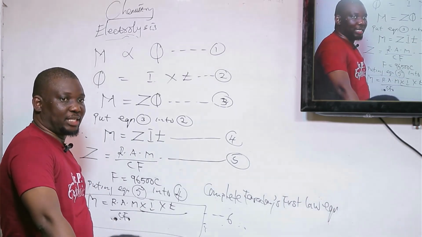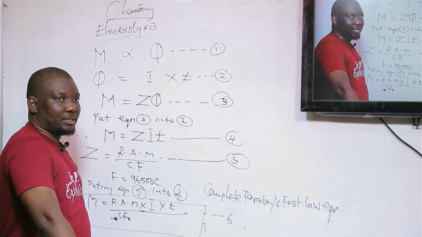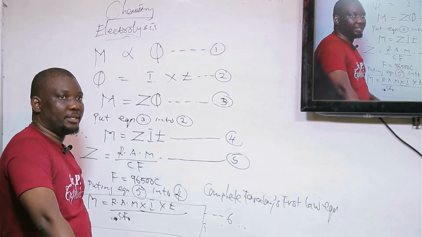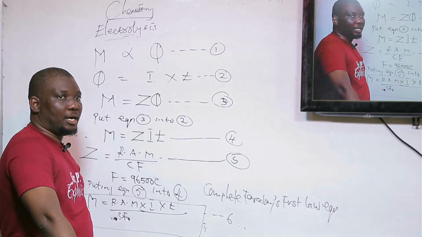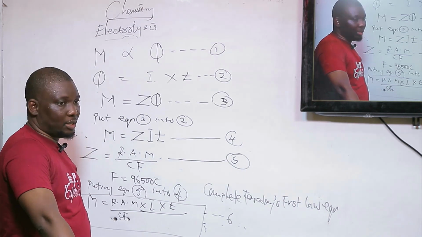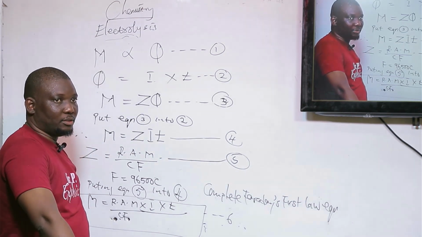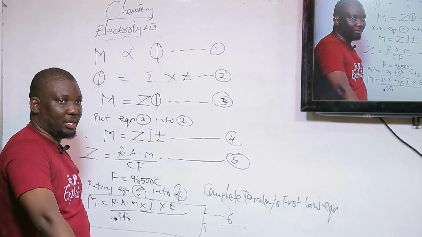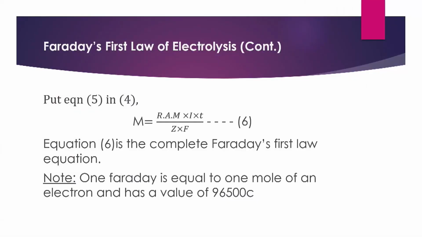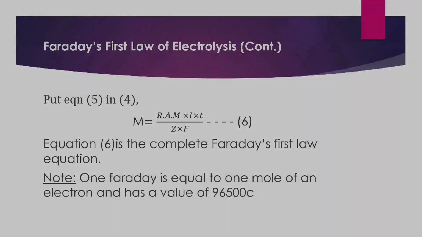RAM is relative atomic mass, C is the charge, F is Faraday, I is current, T is time, Q is quantity. Note that 1 Faraday is equal to 1 mole of electrons and has a value of 96,500. So this is the complete Faraday's first law equation.